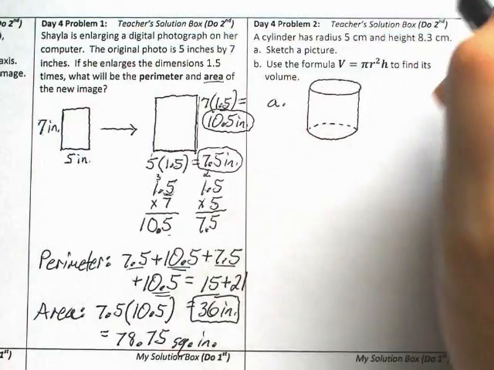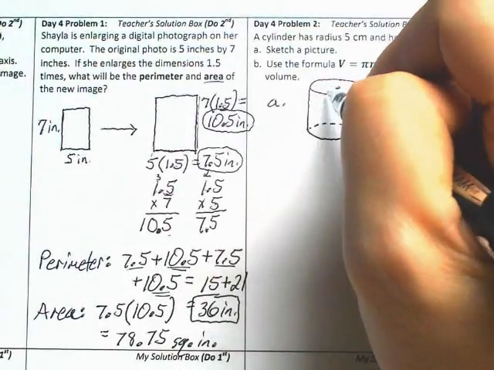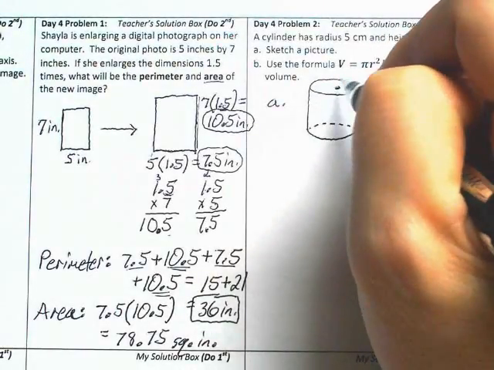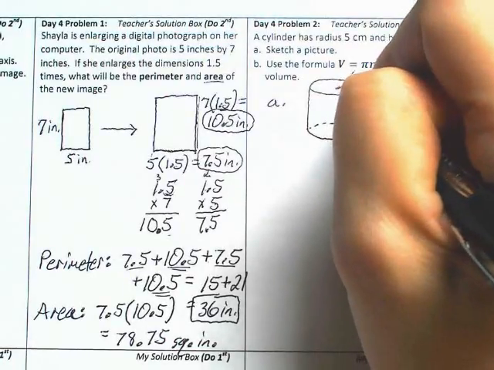The radius is 5 centimeters, so the distance from the center of that top, which is a circle, to the edge of the cylinder, that is 5 centimeters.